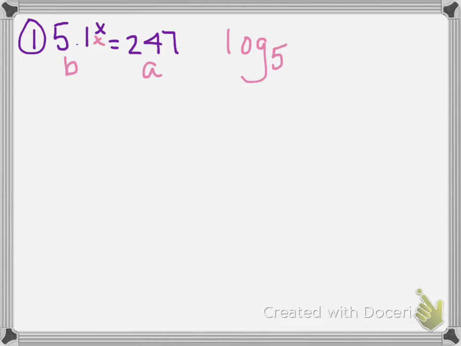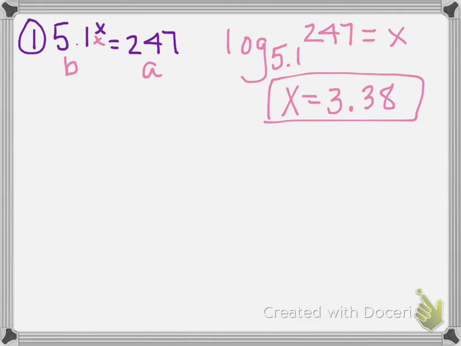So just starting with number 1, I have 5.1 to the x power equals 247. And this is asking us to use properties of logarithms and exponents to solve the equation. So here we just have the basic property of our definition of logarithm. So here is our b, here's the x, and here's our a. So if I write it in log form, it's log base b, so base 5.1 of a, so of 247, equals x. And then using the calculator, we find that x equals 3.38. So that is number 1.